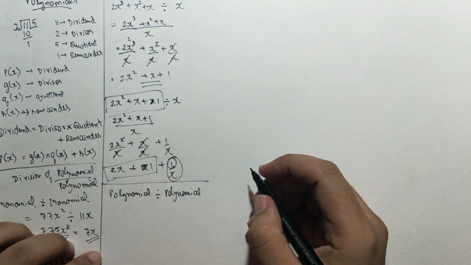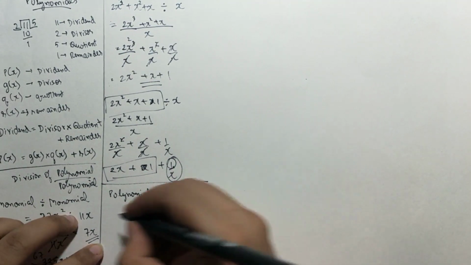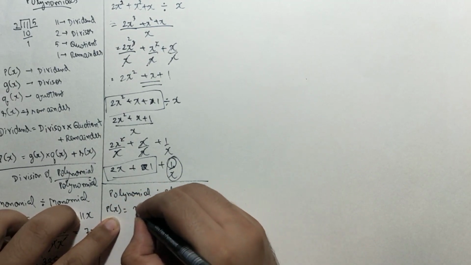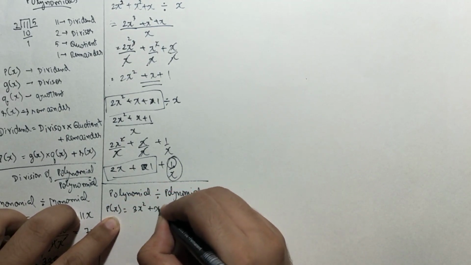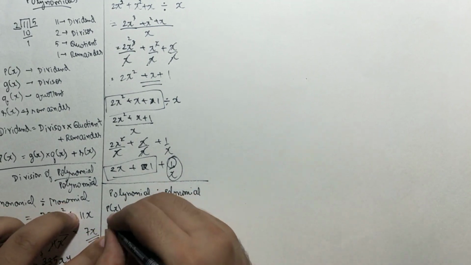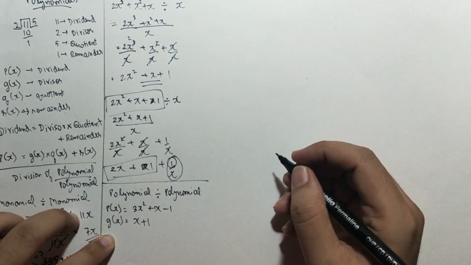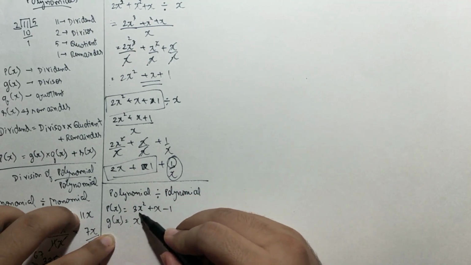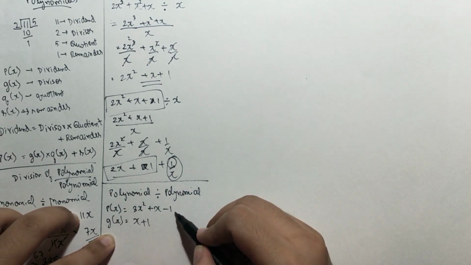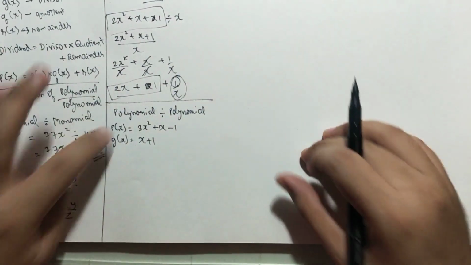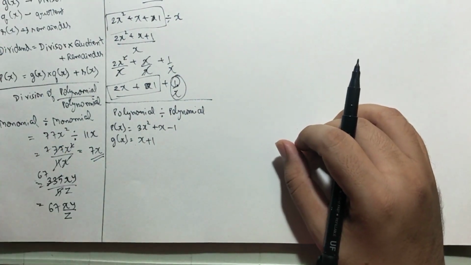For this, I'll take the polynomial p of x, this is my dividend, as 3x square plus x minus 1, and the divisor I am taking as x plus 1. I am taking the polynomial 3x square plus x minus 1 upon x plus 1. Understand this very carefully. This topic is very important for 9th and 10th standards.